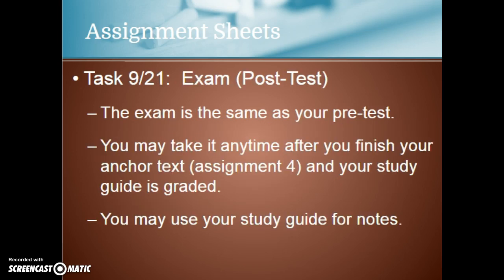Tasks 9 and 21 are your post-test. The post-test is the same as the pre-test. You have 1 hour to take it. It will either be given online or on a paper test. You may take this test any time after you've finished assignment 4, which is the reading of your anchor text. Make sure your study guide is graded first, since you can use it for the exam. You must show significant improvement over your pre-test to pass this class.